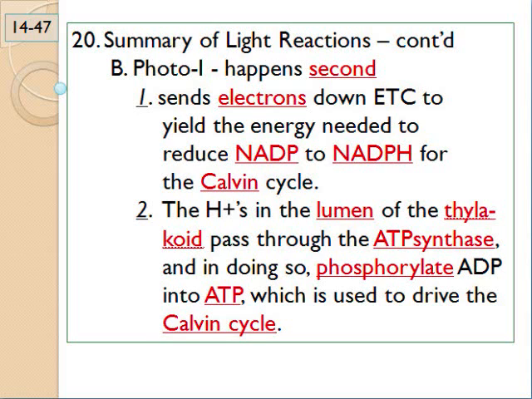All right? So the H pluses in the lumen of the thylakoid pass, I can't say down, because it might be going up too. You just pass through the ATP synthase, and in doing so, phosphorylate.